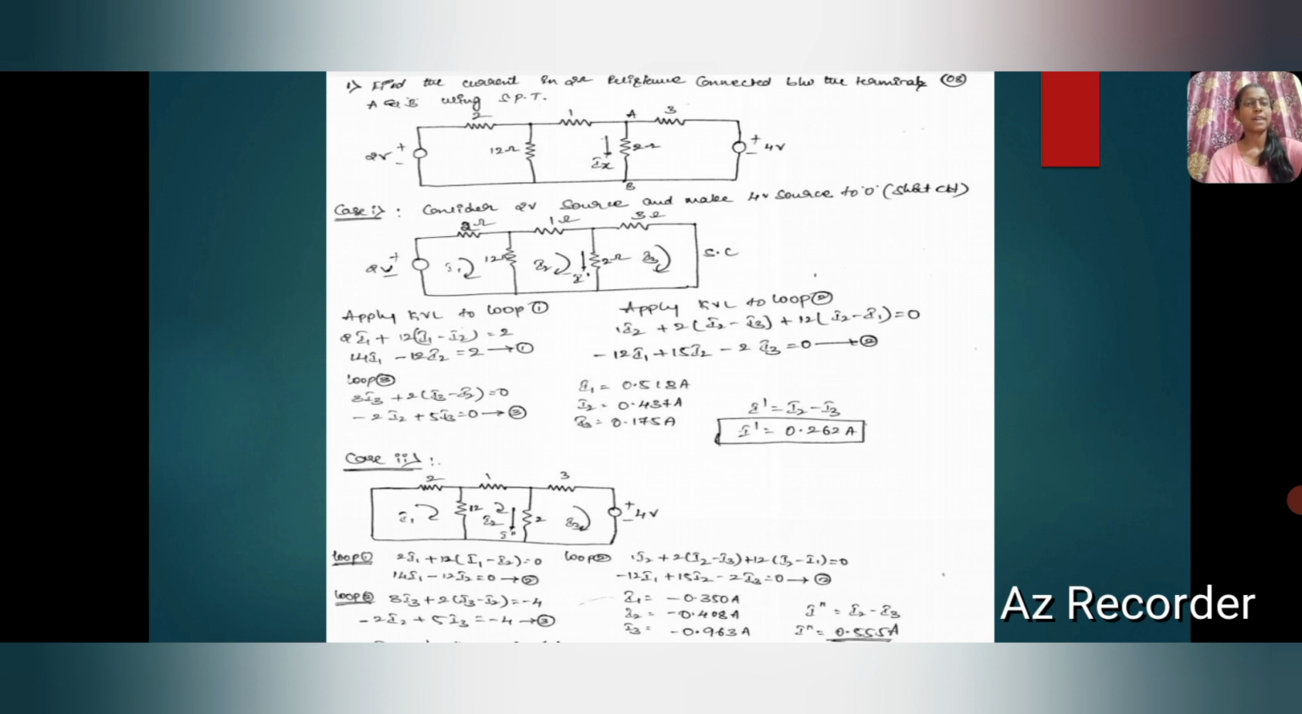Applying the matrix method for case 2 to equations 1, 2 and 3, we get I1 as minus 0.35 amps, I2 as minus 0.40 amps and I3 as minus 0.96 amps. And we know that I double dash is equal to I2 minus I3. Substituting the I2 value and I3 value, we get the answer I double dash is equal to 0.55 amps.